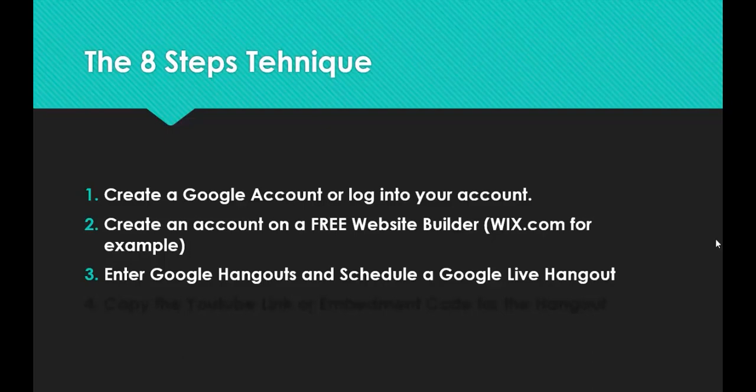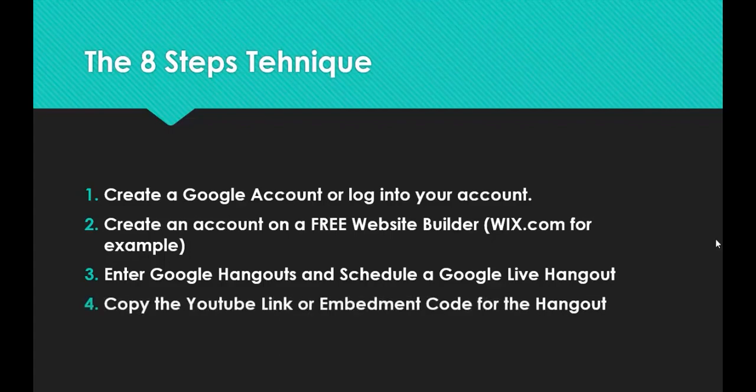Then you need to enter into your Google Hangouts account. You just type in Google Hangouts on Google while already being logged into your account. The Google Hangouts will appear. You enter Google Hangouts and you schedule a Google Live Hangout, so not a normal Google Hangout. You need to schedule a Google Live Hangout. Then you copy. You will see that you have some distribution links there, or share the Google Hangout, and you will have more options. Among these options, you will also have a YouTube link or an embedment code for your Hangout.